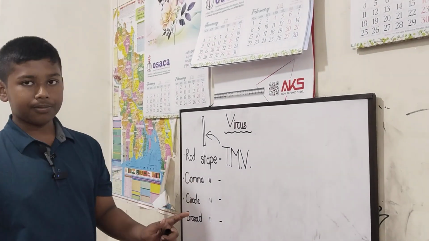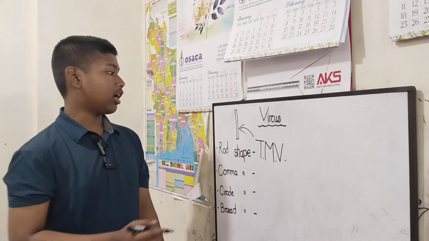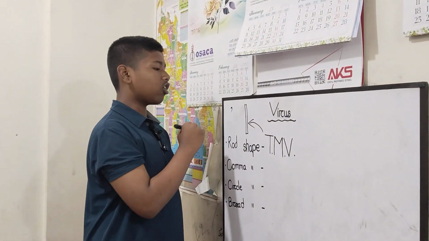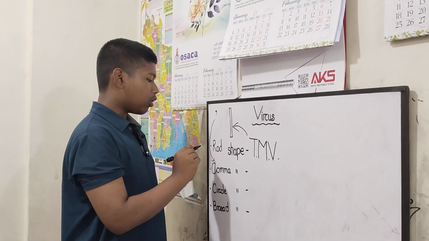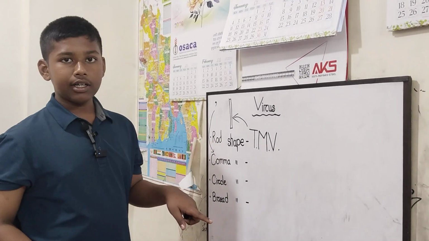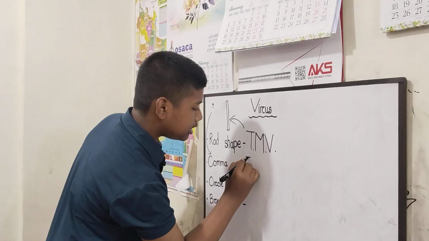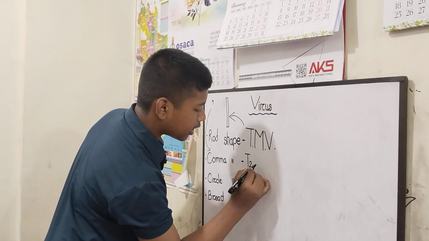Next, comma shape. We know what a comma looks like. A comma is just a comma. So it looks like a comma. Now, what is an example of comma? That is T2 virus.